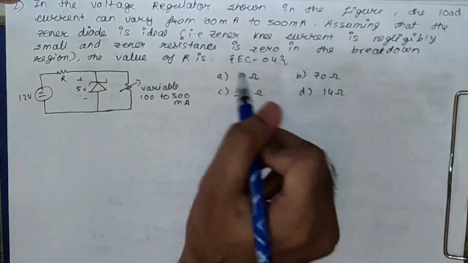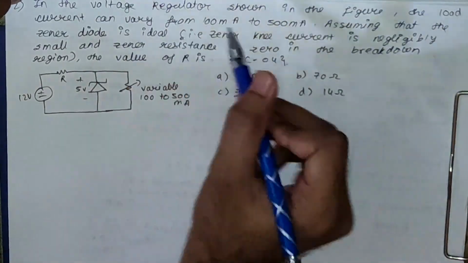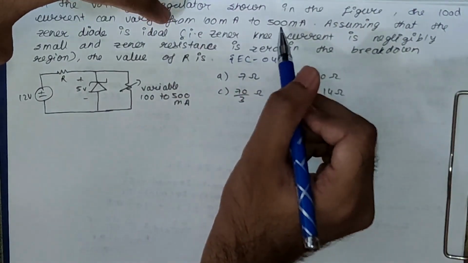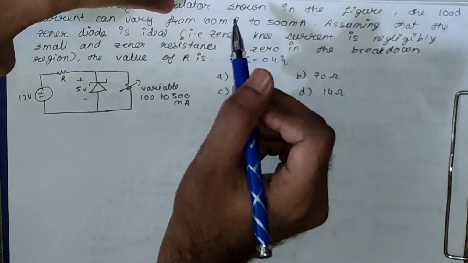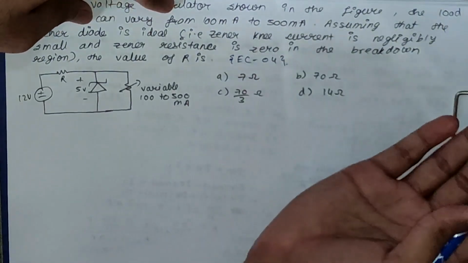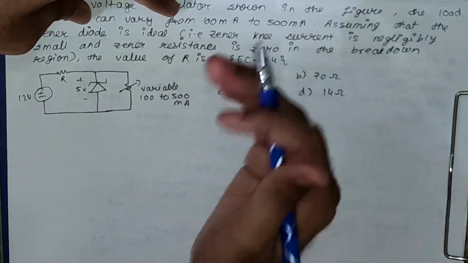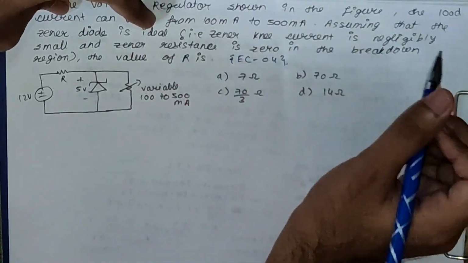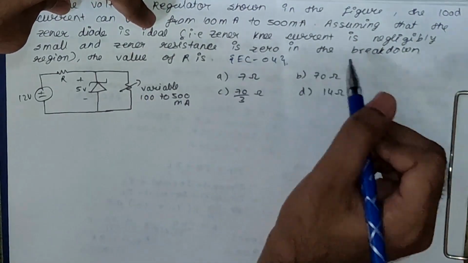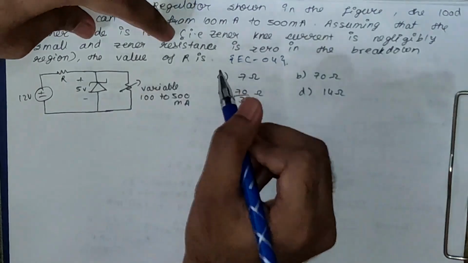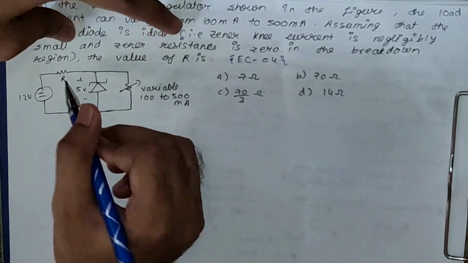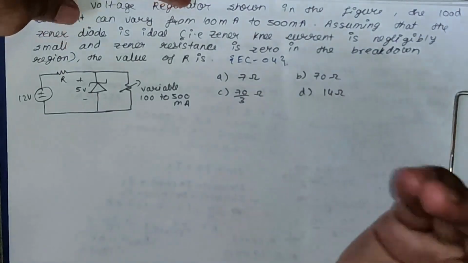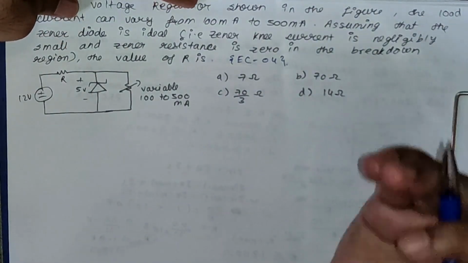Now let's see this sum. This is of EC 2004. In the voltage regulator shown in the figure, the load current can vary from 100 milliampere to 500 milliampere. So from this itself, you can say that it is a load regulation problem, right? Because this RL is varying, that's why this IL is varying. Assume that the Zener diode is ideal, Zener knee current is negligibly small, and Zener resistance is 0 in the breakdown region. The value of R is, so basically we have to find out this value with the condition that Zener resistance is 0 and Zener knee current is also negligibly small. It means Zener knee current is 0 itself.